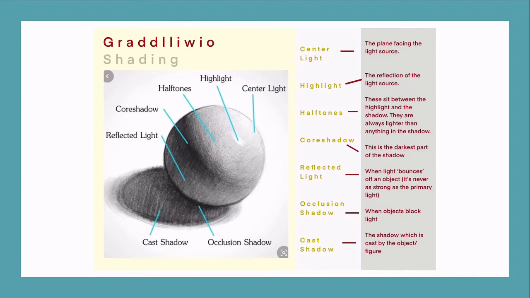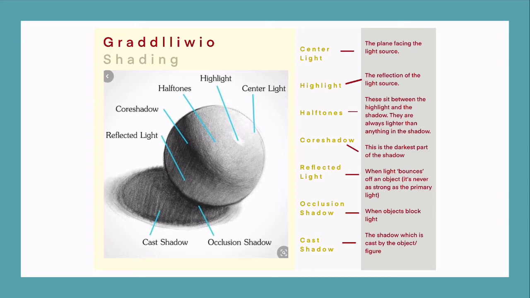So, shading. Let's go through the shading vocabulary. We have centre light, which you'll see is the nearest to the light source, and it's also known as the plane. And then we have highlight, the reflection of the light source. Half tones sit between the highlight and the shadow, and they're always lighter than anything in the shadow. Core shadow is the darkest part of the shadow.